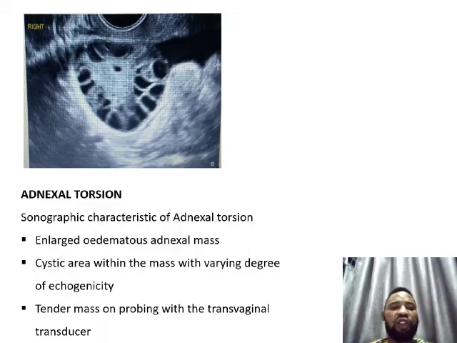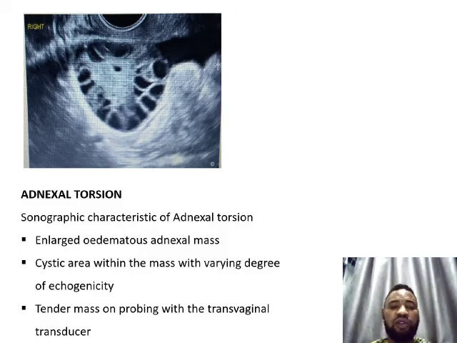The image shown here is of a polycystic ovary, where we have 12 or more follicles within the ovary, measuring 2 mm to 9 mm per ovary. The next one is adnexal torsion.